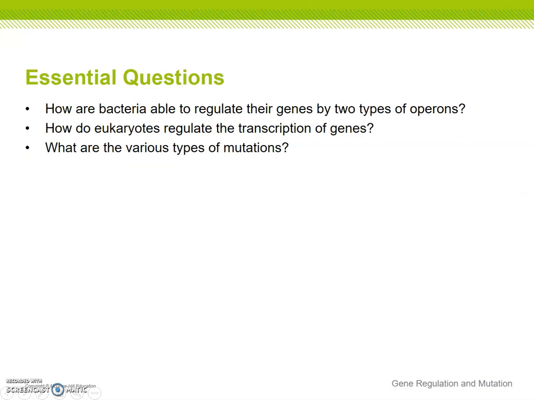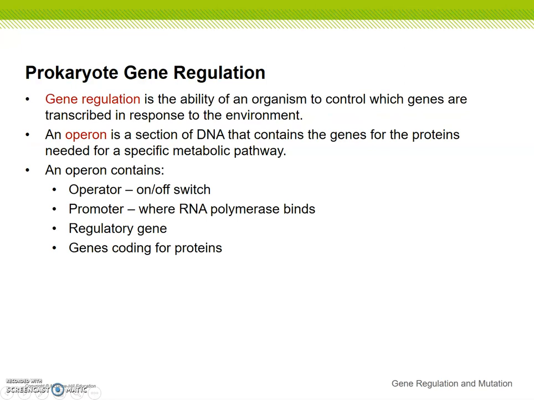First, our essential questions for today are: how are bacteria able to regulate their genes by two types of operons? How do eukaryotes regulate the transcription of genes? And what are the various types of mutations? If you can answer those three questions when we are done with this lesson, you know exactly the things that you need to know. Well, first, let's look at prokaryote gene regulation.